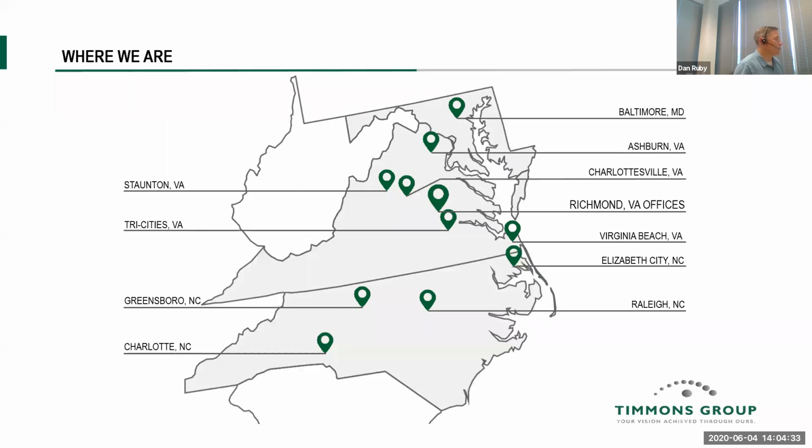So Timmons Group, we are around 700 plus folks in our firm. Here's a map showing the number of offices that we have here in the Mid-Atlantic region. We're primarily focused on the Mid-Atlantic, though we do have some other offices around the country, starting to branch out there. Ryan and I are both in the Virginia Beach office, and our corporate headquarters is a couple hours up the road in Richmond.